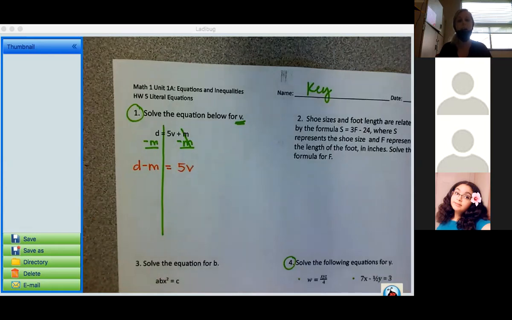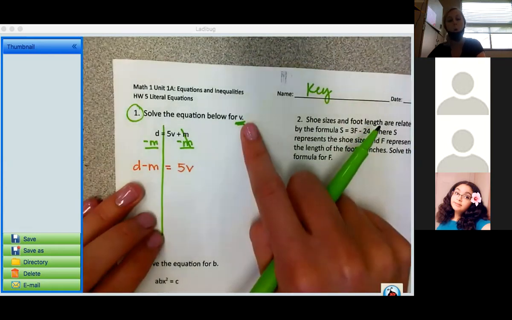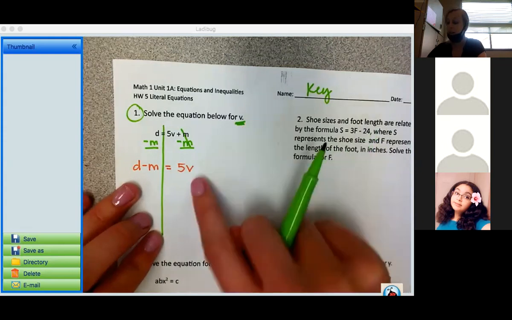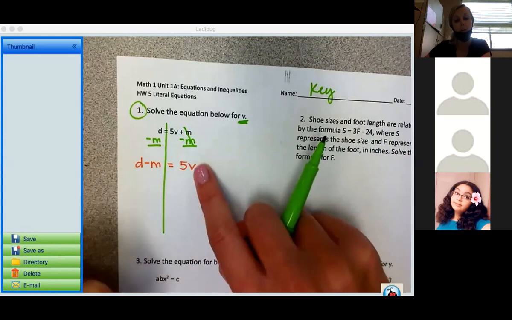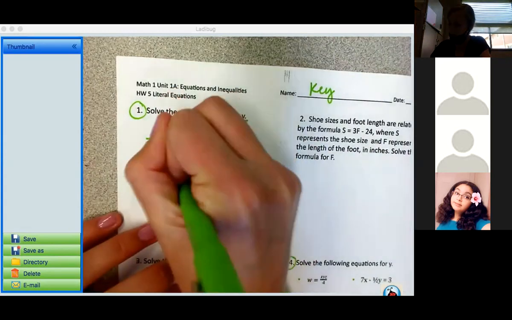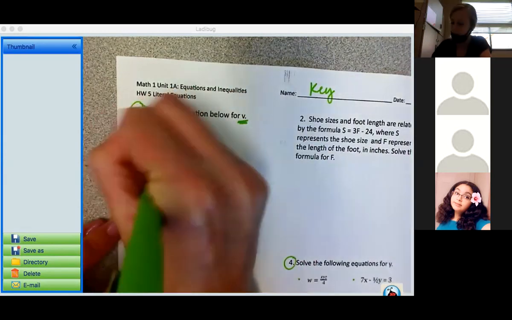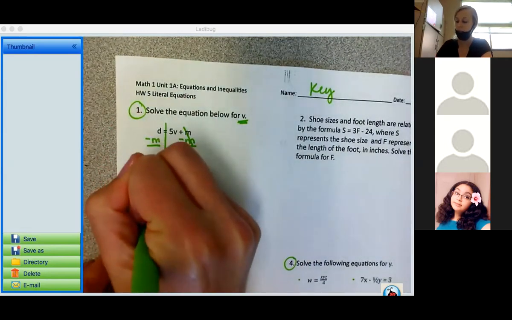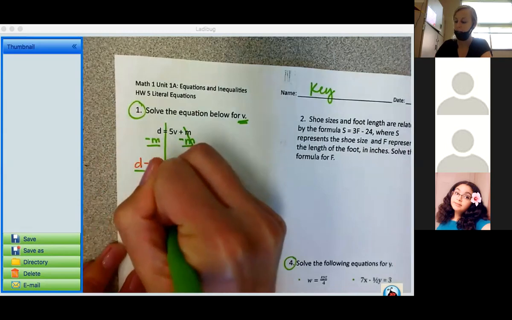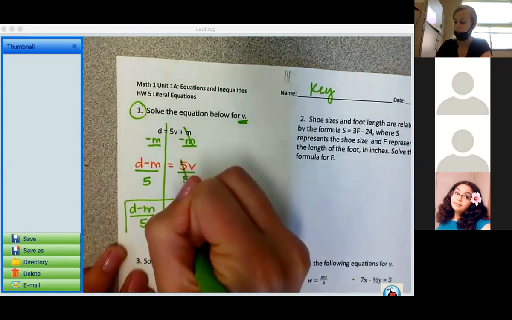Okay, now what are we trying to solve for? V. So I need to move this 5. It's multiplying, so how do I move it? Dividing. Good. What you do to one side, we do to the other. So y'all, this is just D minus M over 5 equals V. That's your answer.